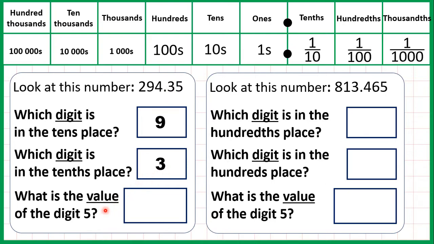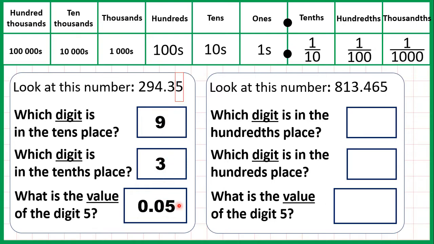Now, what is the value of the digit 5? So we can see the 5 is the second digit after the decimal point. And we know that the second digit after the decimal point is our hundredths digit. Now, if we want the value of the digit 5, what we need to do is turn all other place values to zeros. So that can be written 0.05 to show that this 5 stands for just 5 hundredths.